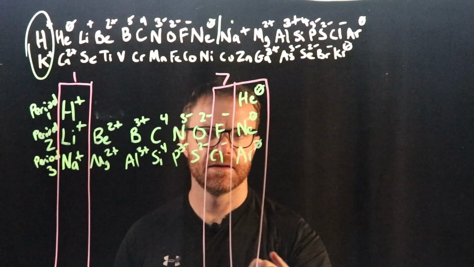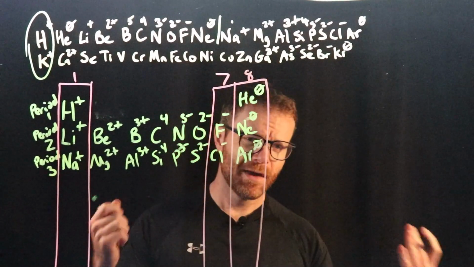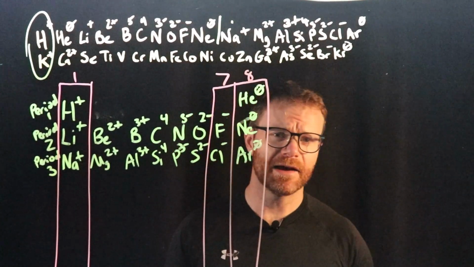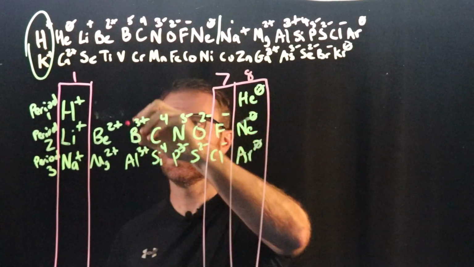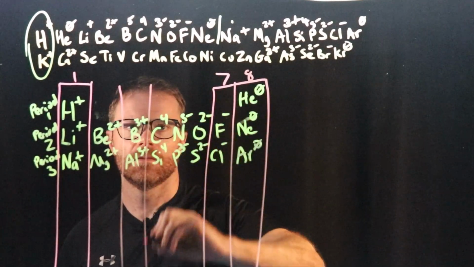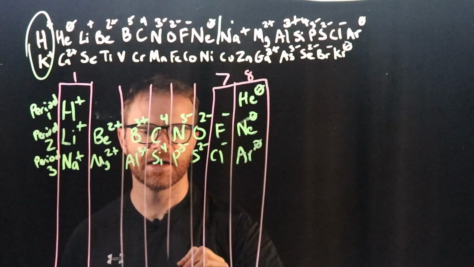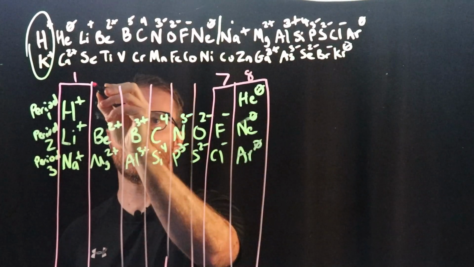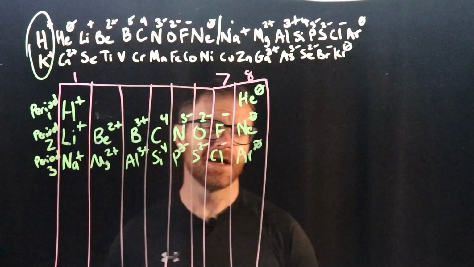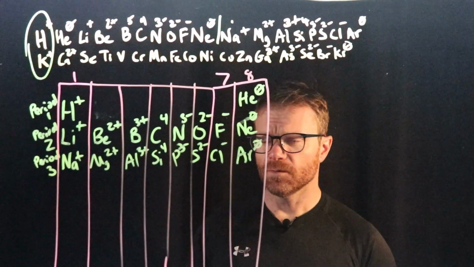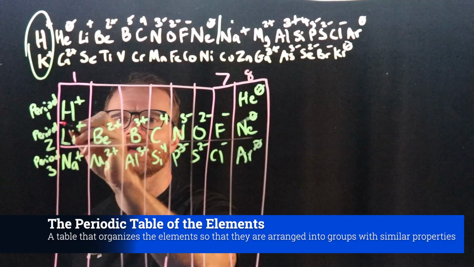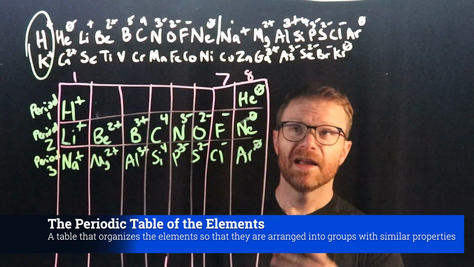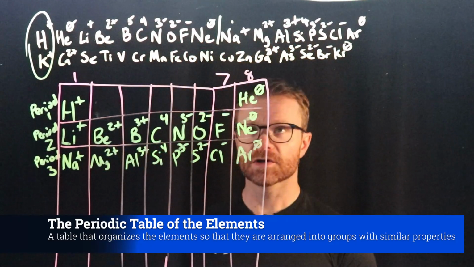Column 8, well, they don't form any cations or anions. They're totally stable all by themselves. Wow, so he's creating kind of a table structure for all the elements. And of course, you know this as the periodic table. But let's keep fleshing it out a little bit. Let's keep adding elements to our list and seeing if this table structure works for all of them.